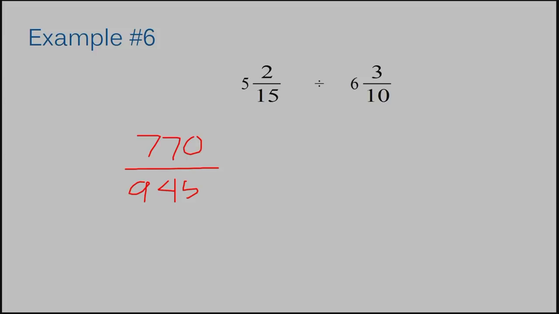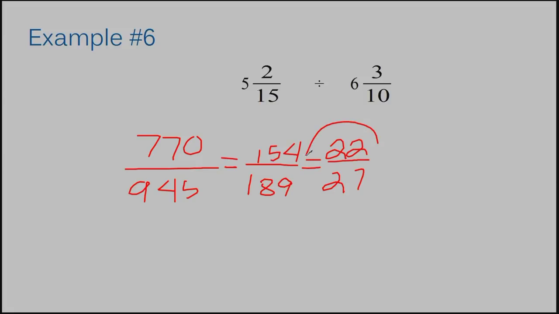5 can go into both of these, and now I'm still able to simplify my fraction by dividing the numerator and the denominator by 7. So after simplifying by 7, I end up getting 22 over 27. So the answer to example number 6 is 22 over 27.